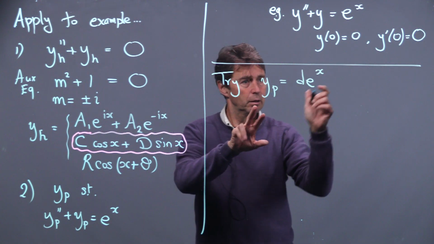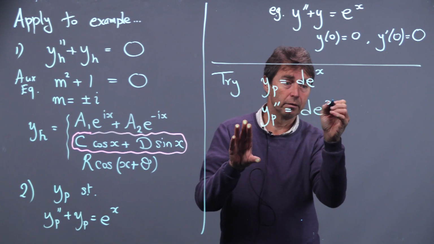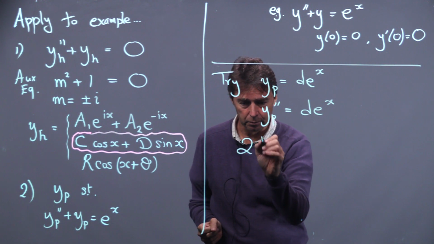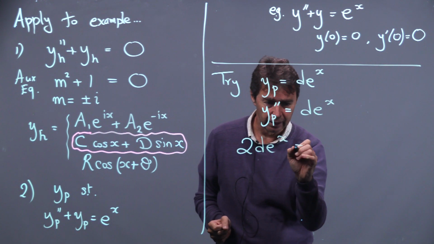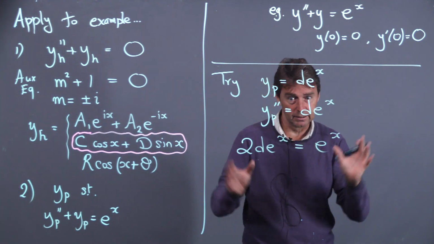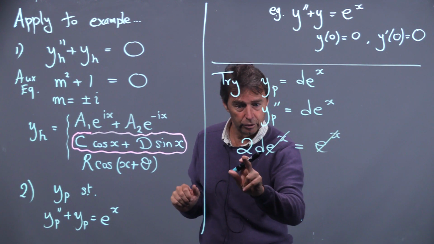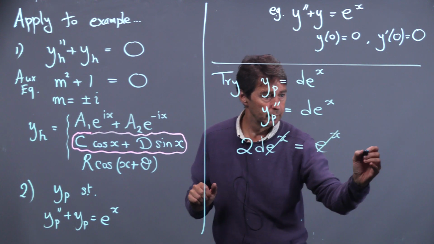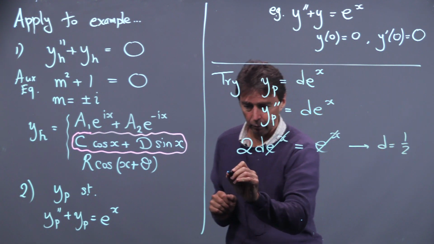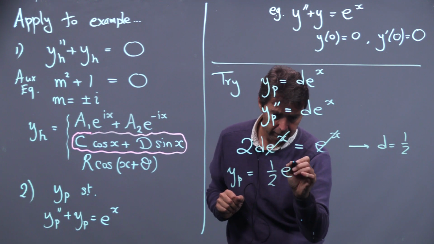So let's do it. yp''. Well, that's just the same thing. So this plus this, that's what's on the left-hand side. That gives me 2d e^x has to equal e^x. Well, there it is. The e^x's are good. Just cancel them off. So I need 2d equals 1. So d is a half. So in other words, yp is equal to 1/2 e^x.